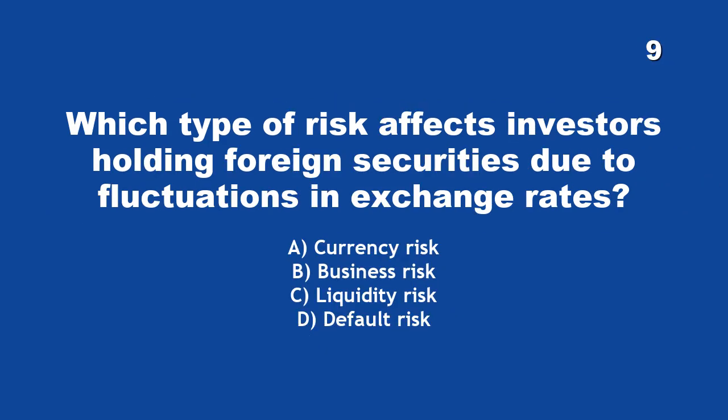Which type of risk affects investors holding foreign securities due to fluctuations in exchange rates? Option A, currency risk. Option B, business risk. Option C, liquidity risk. Option D, default risk. The correct answer is A, currency risk.